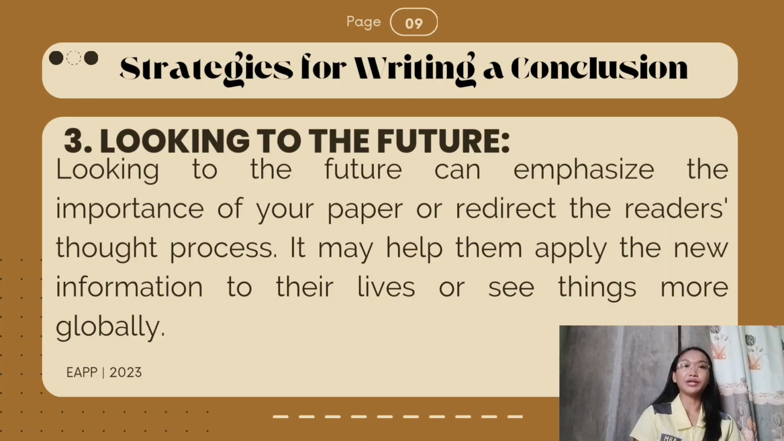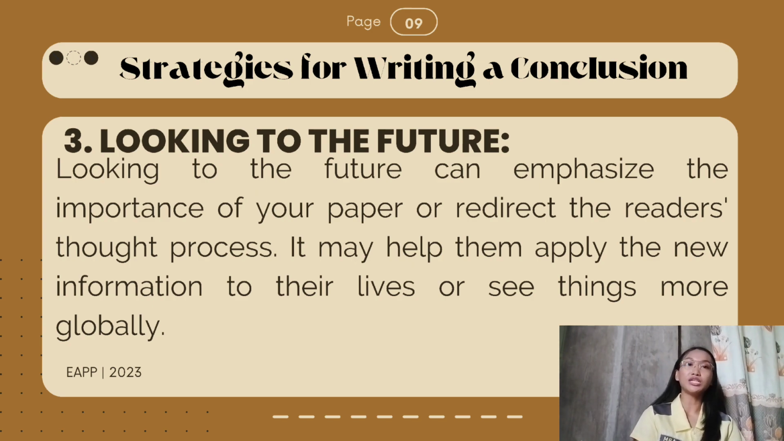Number 3, looking to the future. Looking to the future can emphasize the importance of your paper or redirect the reader's thought process. It may help them apply the new information to their lives or see things more globally. It is indicated that if you look ahead, you'll develop fresh knowledge that the readers may benefit from as a result of their ideas and knowledge.